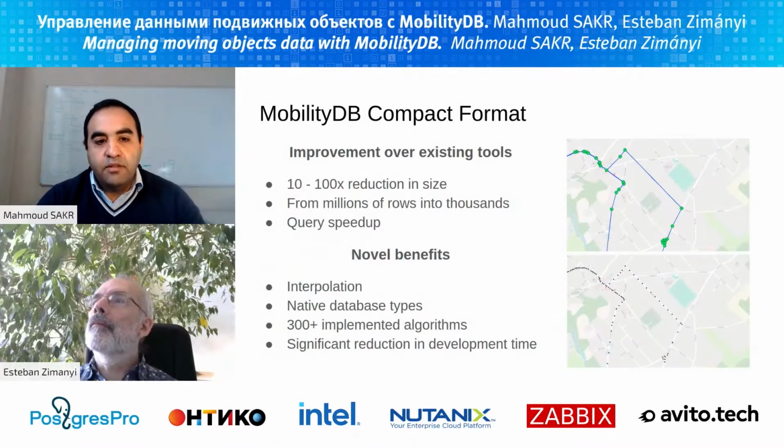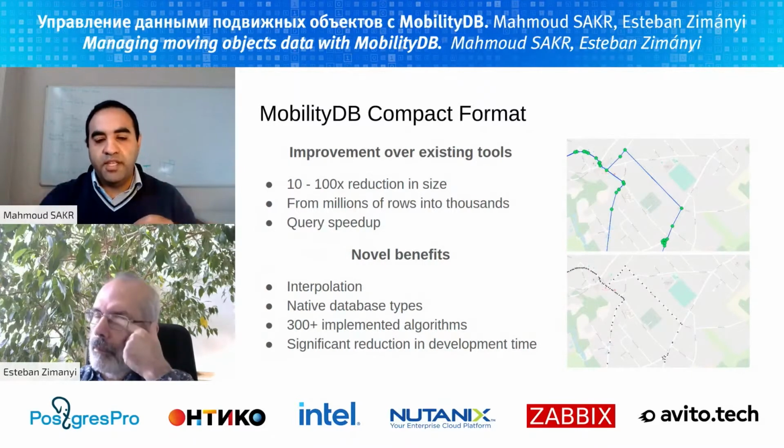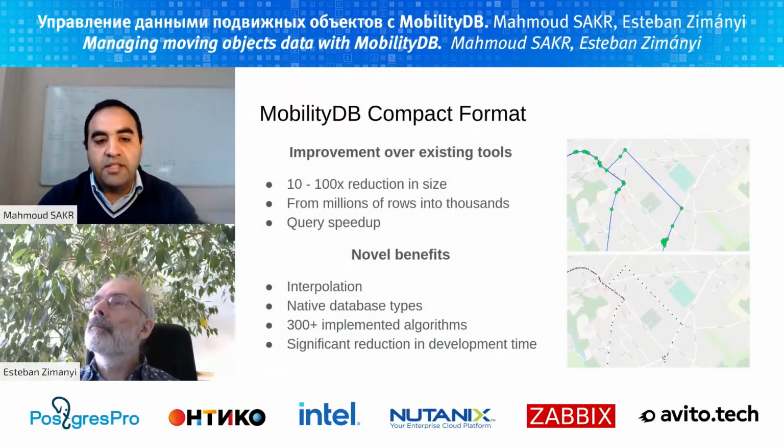In practice, we have seen reduction in the size of data ranging from 10 times to 100 times. Even more important is that now in the database, you are storing complete movement trajectories rather than individual points. So in the table at the end, every row will be a complete movement, a trajectory of a vehicle. It will not be just a single point like the discrete representation, how it comes from the GPS device. And this leads to significant query speed up.